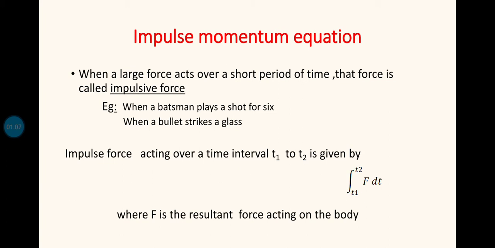And momentum, I think all will be knowing. Momentum is nothing but the product of mass and velocity. If the mass is multiplied by the final velocity, we call it final momentum, and if the mass is multiplied by the initial velocity, we call it initial momentum. The difference between final momentum and initial momentum is known as the change in momentum. So the impulse momentum equation says that impulsive force will be equal to the change in momentum.